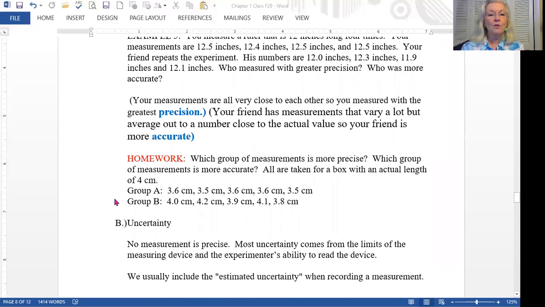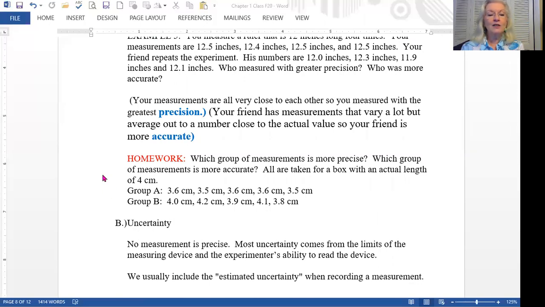So for homework, we've got an example with two groups. We want to know, are they precise or are they accurate, or are they both, or are they neither? I suppose you could be neither. So you'll want to work on this just to make sure you have a grasp of it, because usually I offer some sort of quiz question related to this.